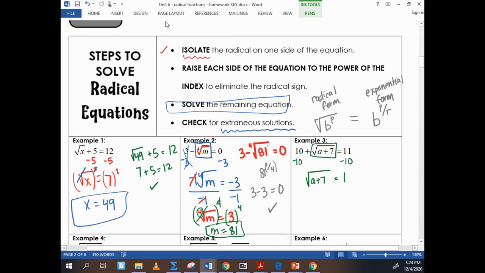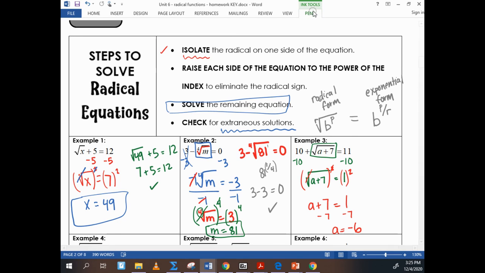All right, second step, raise each side of the equation to the index. This is a square root, so we are going to square it, or raise it to the second power right there. I guess we could put parentheses there. These just undo each other, so I'm left with just what was under the radical to begin with. A plus 7 is equal to 1 squared, 1 times 1, which is still 1. And now we just solve. To get a by itself, we're just going to subtract our 7 from both sides, and a here is equal to -6.